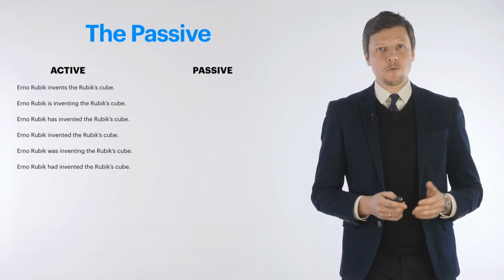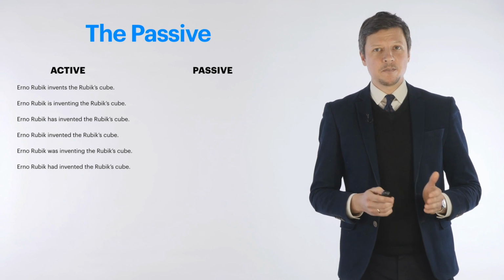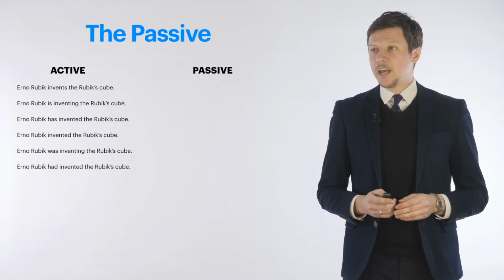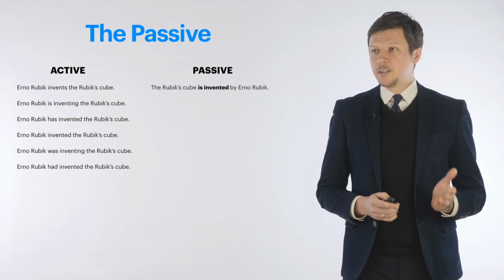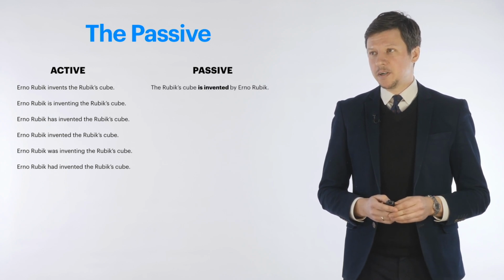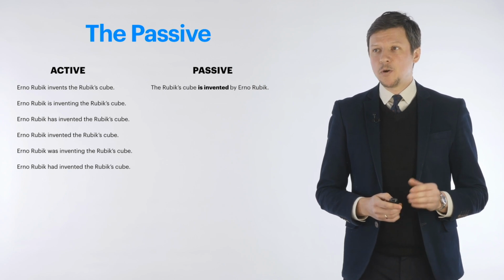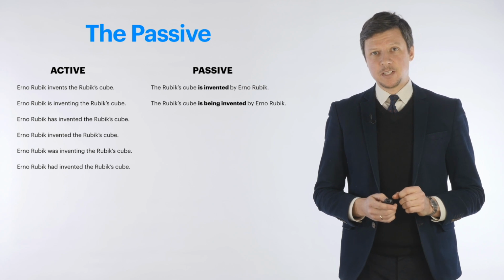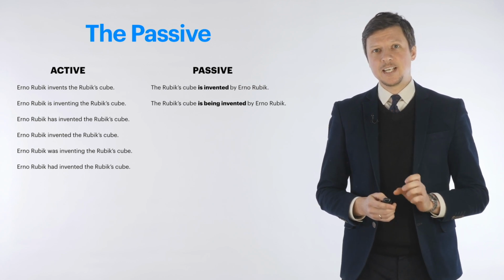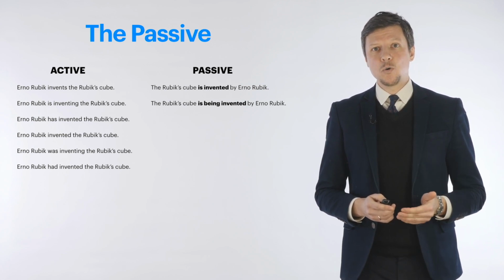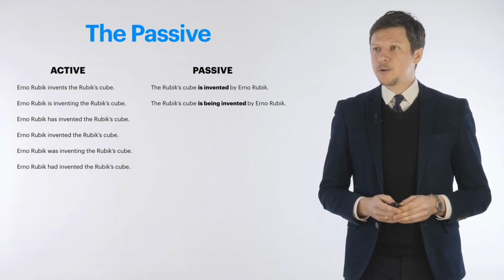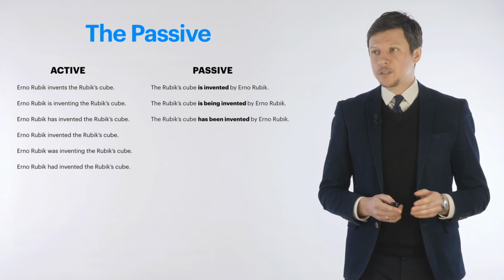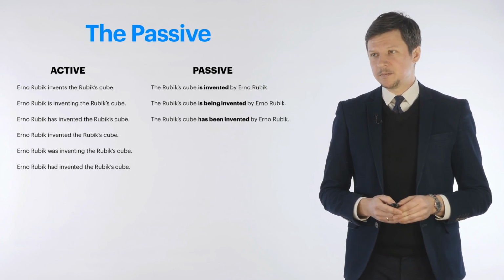Let's see how we form the passive from active sentences. Ernest Rubik invents the Rubik's Cube. The Rubik's Cube is invented by Ernest Rubik. We can also opt not to use by Ernest Rubik at the end of the sentence. We do not necessarily need to say who has done what. Ernest Rubik has invented the Rubik's Cube. The Rubik's Cube has been invented.